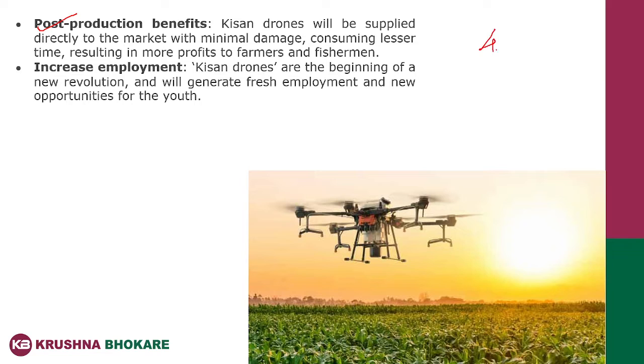Like for fruit and vegetable, there is 40% loss only because of the damage and not good quality handling. Such damage or loss can be stopped with the help of Kisan drone because there will be minimum damage. You are just gently picking the product from your farm and taking it to the market. So it will reach your consumer in lesser time.